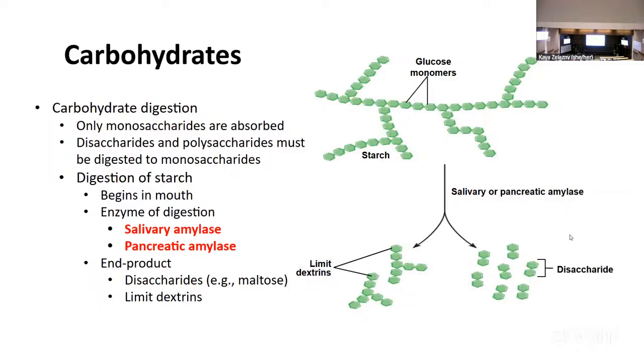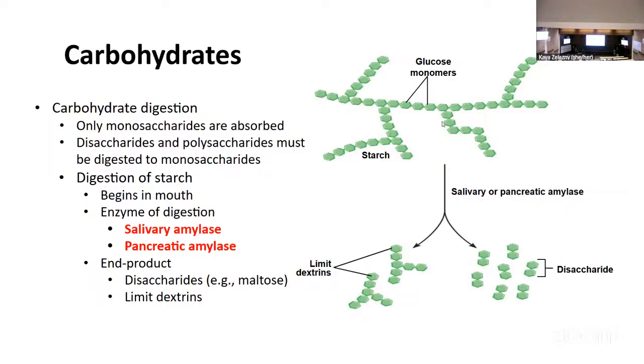We're not ready to absorb them yet as we pass through the mouth, but we're part of the way there. So we're going to pass these disaccharides, limit dextrins, and any of the starch we didn't get to yet. You've still got chunks of food after you chew, probably just smaller ones. So we're not totally done breaking down our carbohydrates yet.